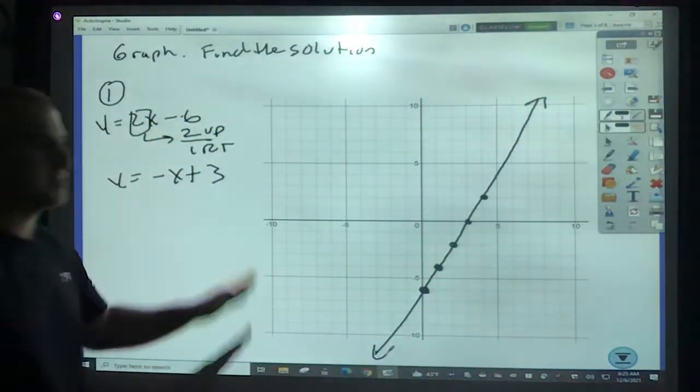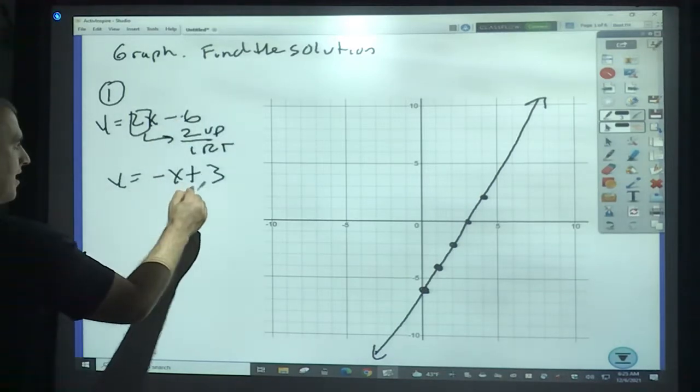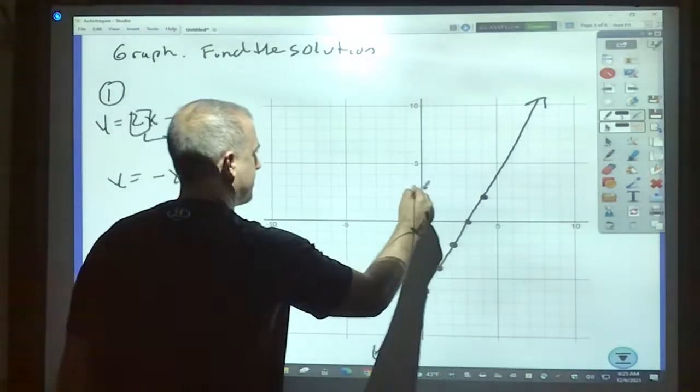Draw your line nice and big. Draw multiple points if you can. Now this one, I would start at +3.